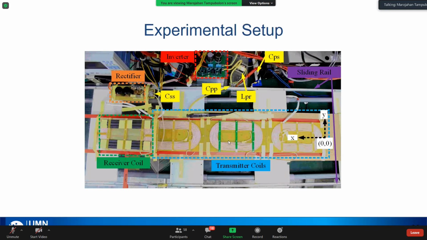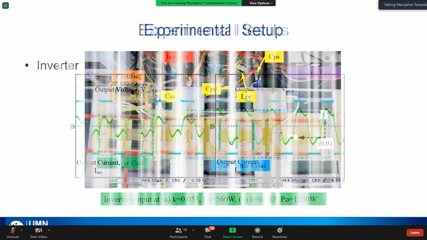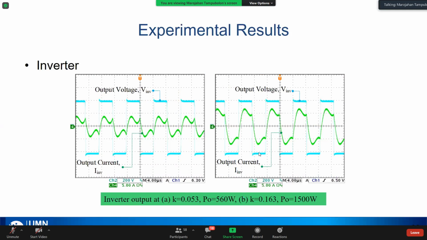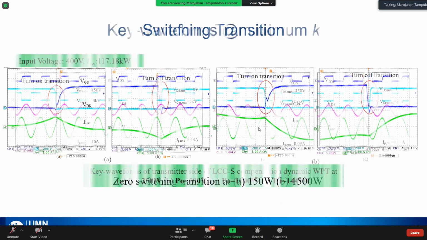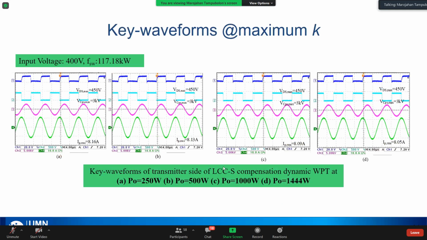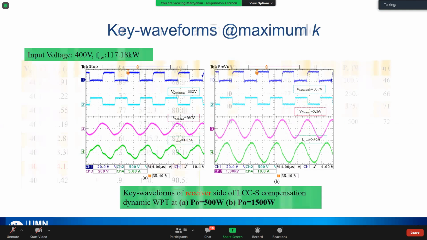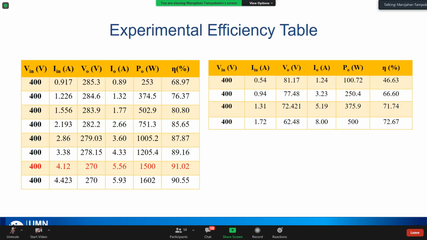We measure it, and this is some key waveform we have, and this also shows the switching transition. The difference here from the previous one is that we don't have a clear GPS here because it still has some cross section between the voltage here. Okay, this is the waveform under different output power.